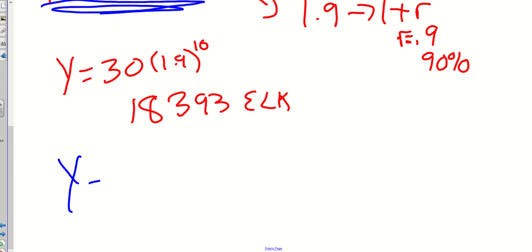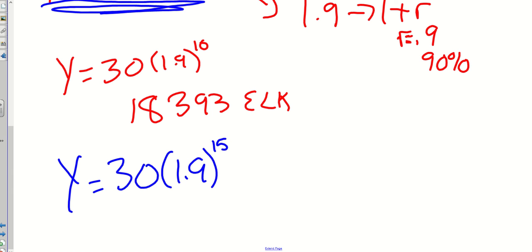So after 15 years, I have the same base model. My exponent is now 15 because that is the time in which we are looking at their growth. So I'm going to do 1.9 to the 15th power times my original amount, which was 30. And I find out that in an additional 5 years, my elk population is going to be 455,433 elk.